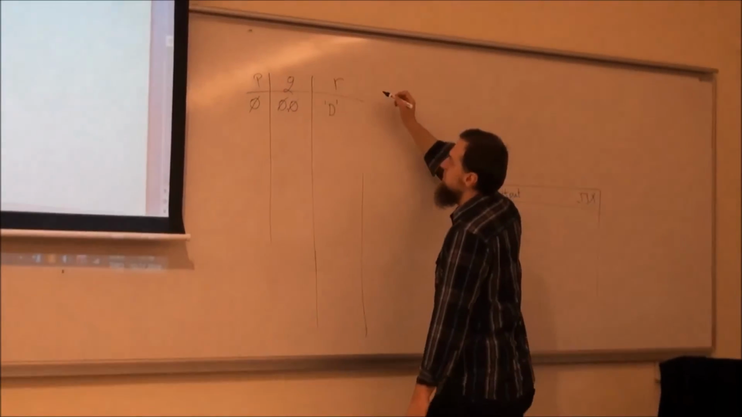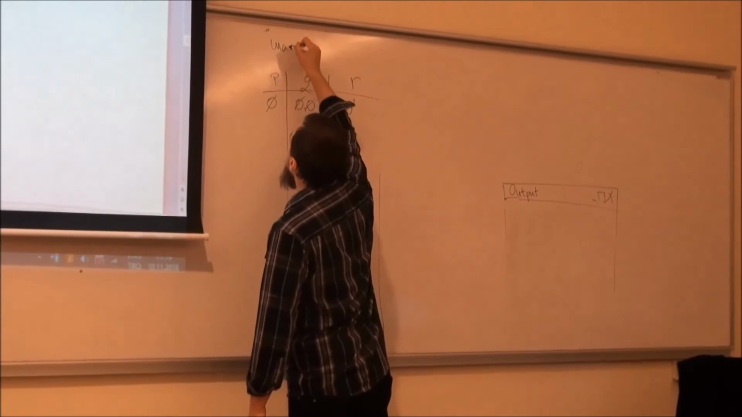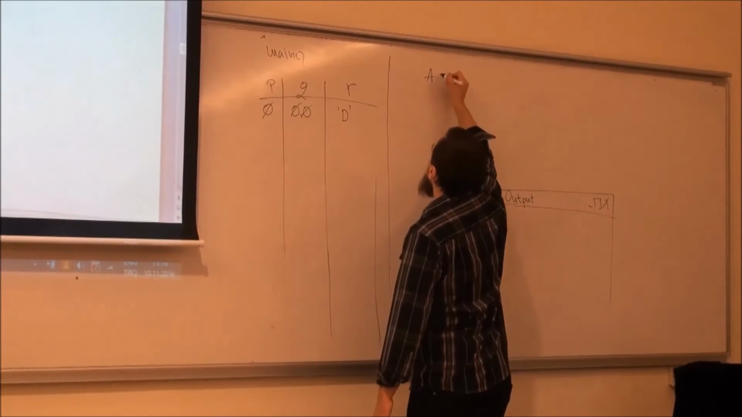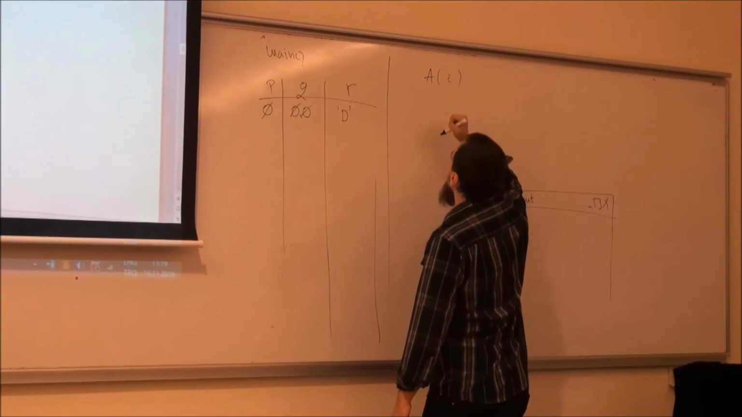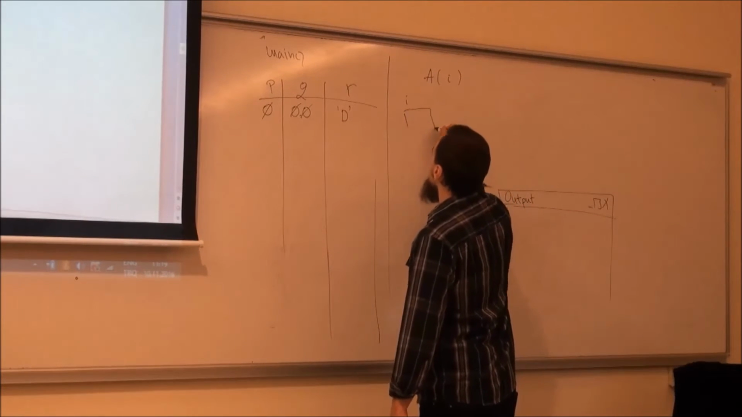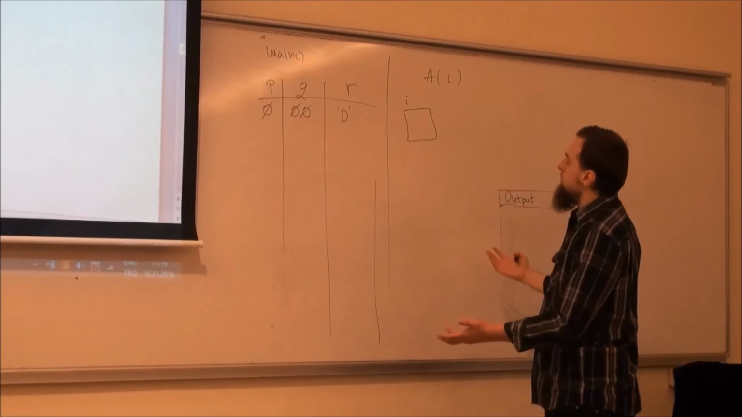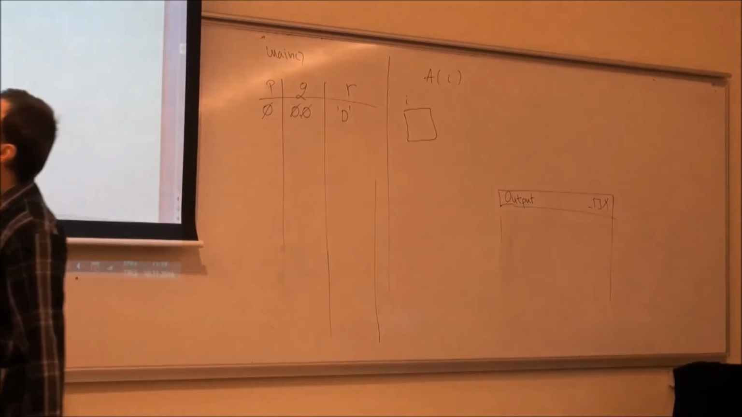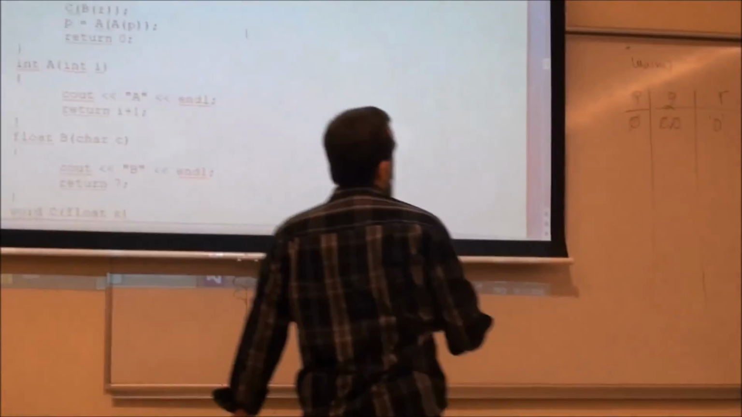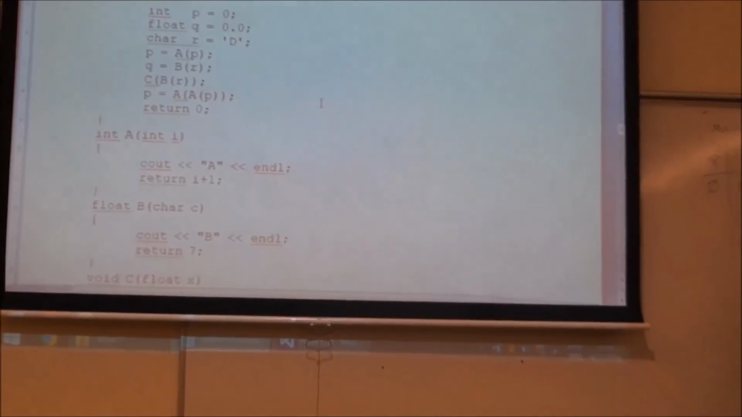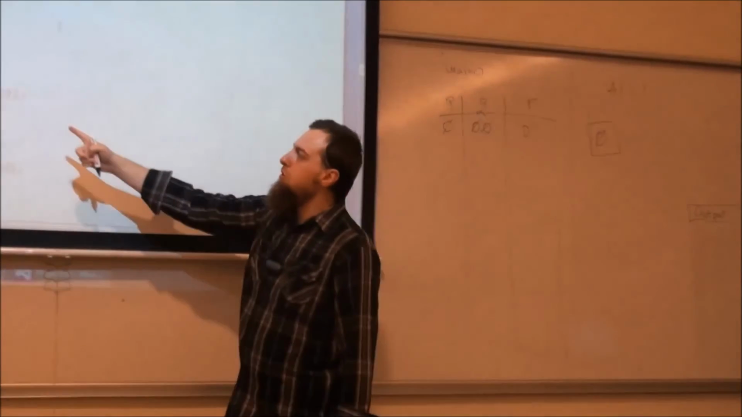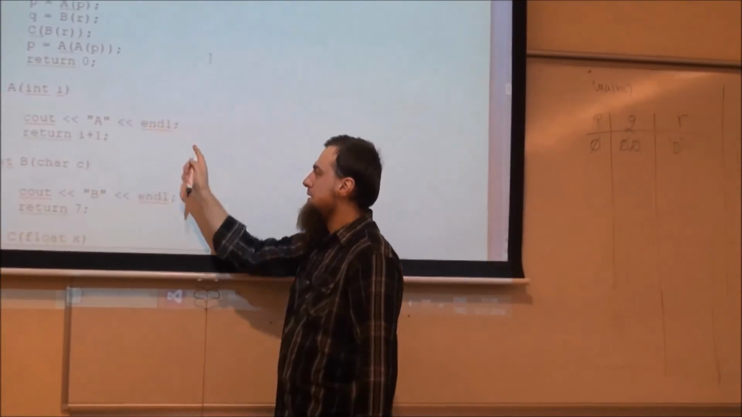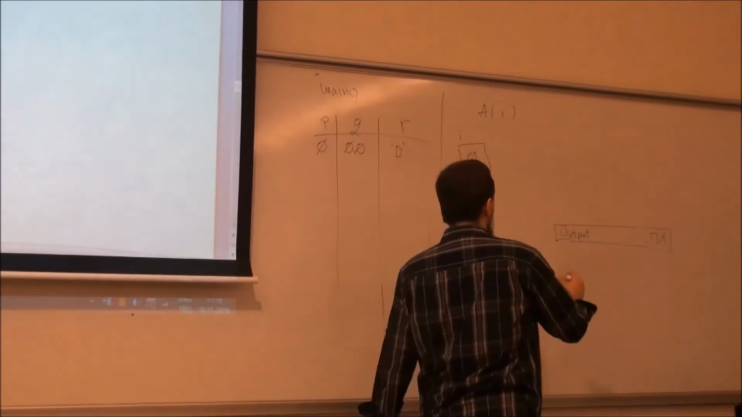Let's write it here. So this is main. Now we are calling A with I, and I has a box, meaning we have reserved memory for that. This I is going to be P, because we send P as a parameter. So I is 0. When we call the function A, we print A, so A is going to be printed.